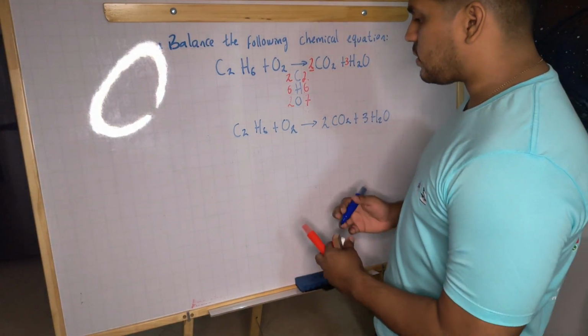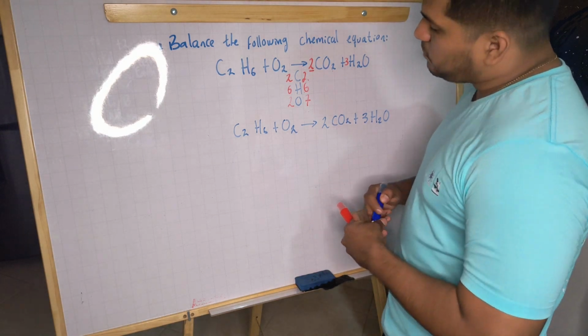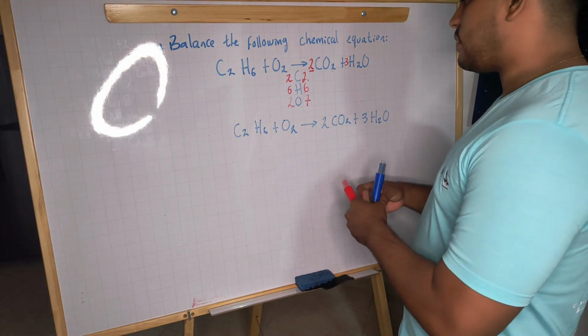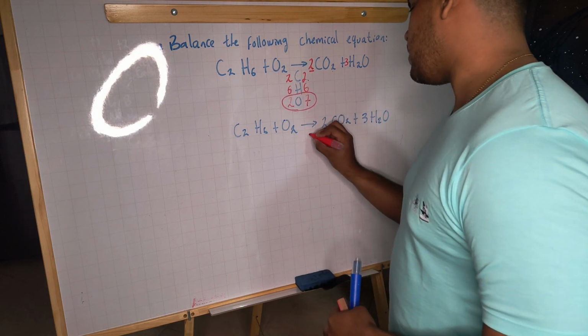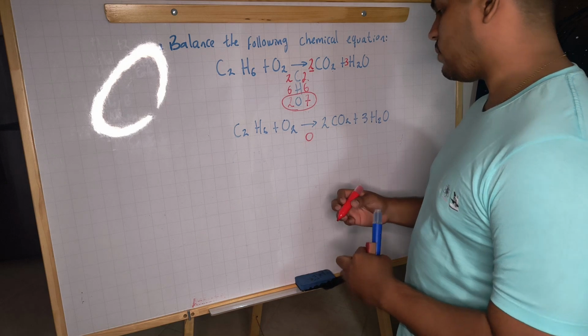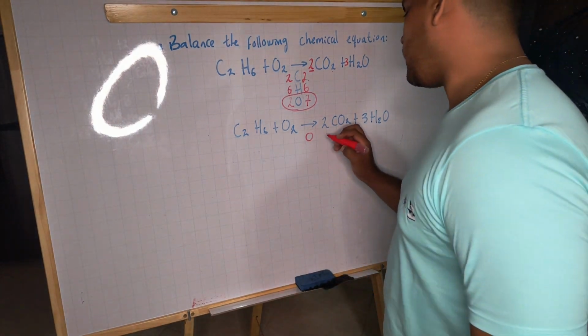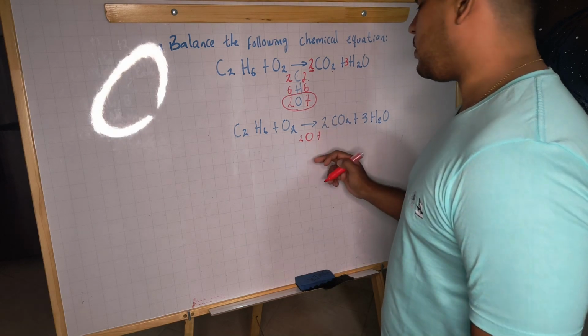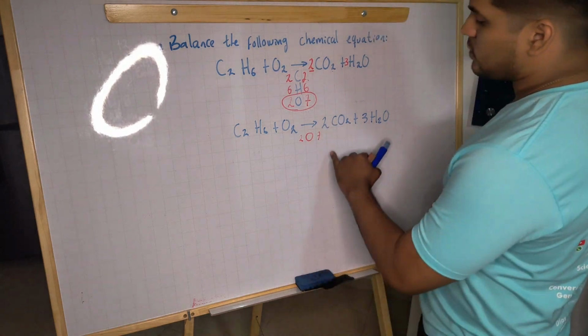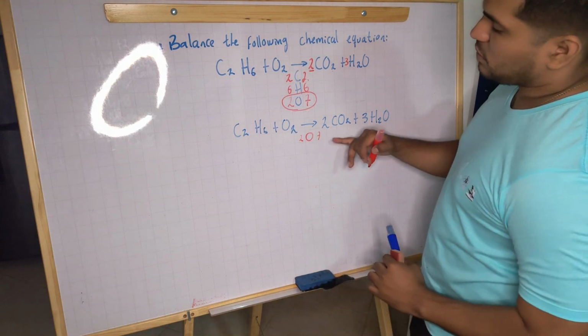But here I got to emphasize that, as I told you, we had a problem with the oxygen atoms, right? So I will write oxygen, okay, and I will write that here we have 2, here we have 7. This is not an even number, right? This is not a multiple of 2. So what can I do in this case?